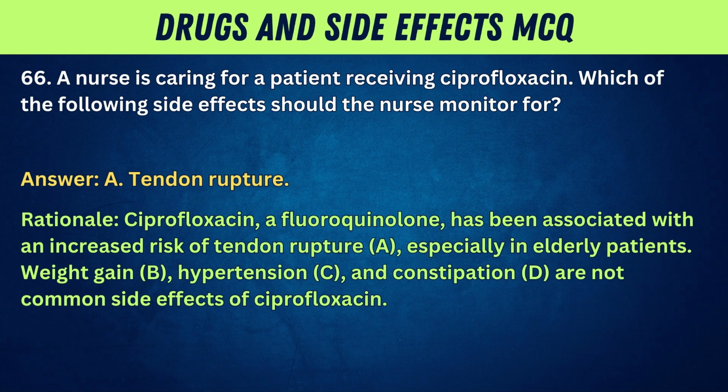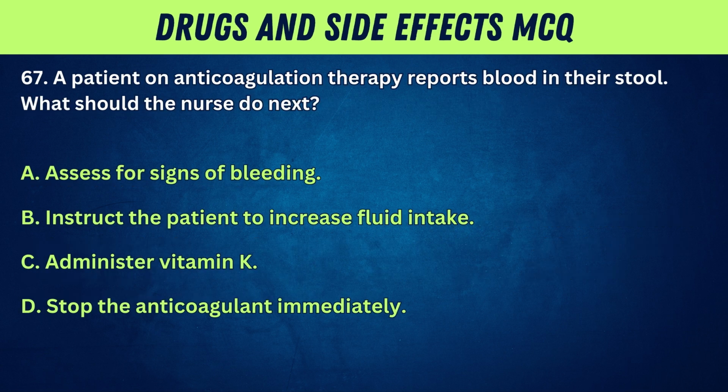Tendon rupture. Rationale: ciprofloxacin, a fluoroquinolone, has been associated with an increased risk of tendon rupture, A, especially in elderly patients. Weight gain, B. Hypertension, C. And constipation, D. Are not common side effects of ciprofloxacin.